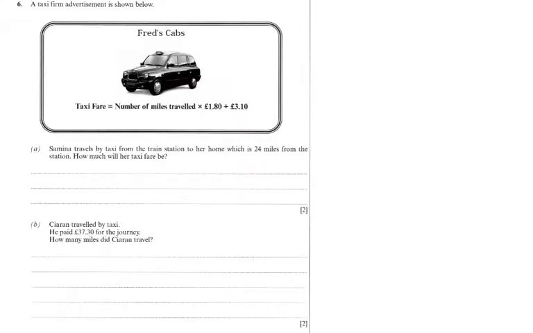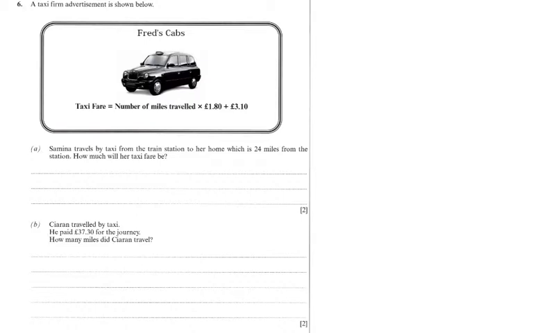Okay, last question. In this one again, we're given a piece of information. Take your time to read it. This is the important bit here. So a taxi fare is calculated by how many miles you do times a charge per mile plus a pickup cost. So number of miles times £1.80, then add £3.10. So you're using your knowledge of BIDMAS.